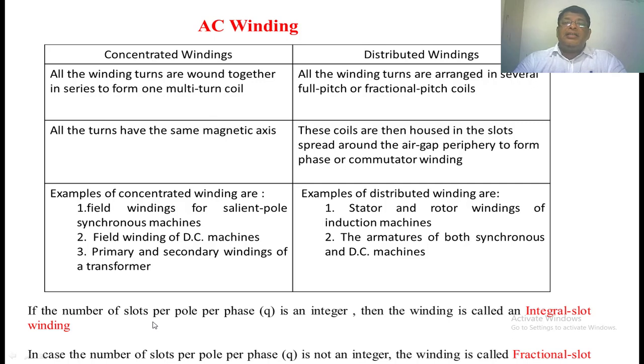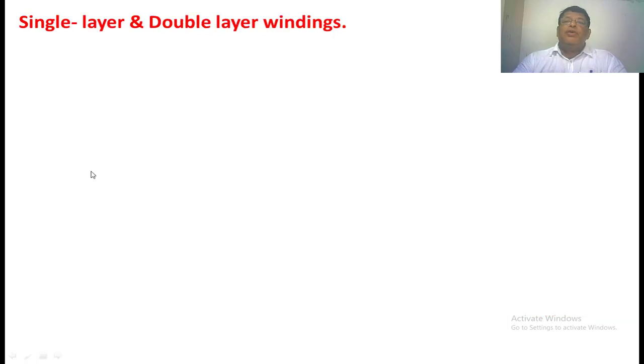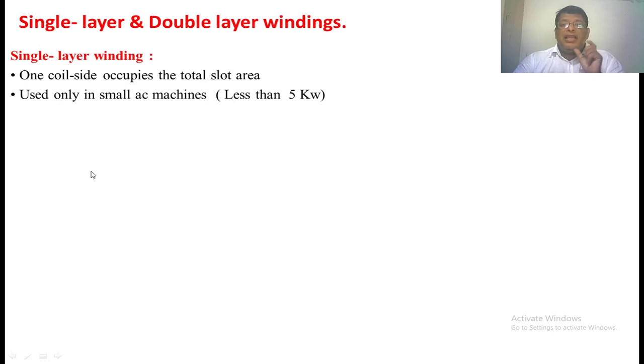nothing but an integral slot winding. If it is not an integer, then it is a fractional slot winding. Just one more classification is there: single layer and double layer winding. If one coil side is placed in one slot, then it is a single layer winding. Generally, we use this type of winding for ratings less than 5 kilowatt.